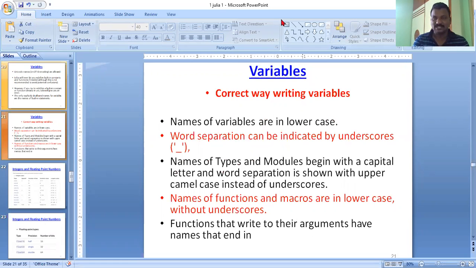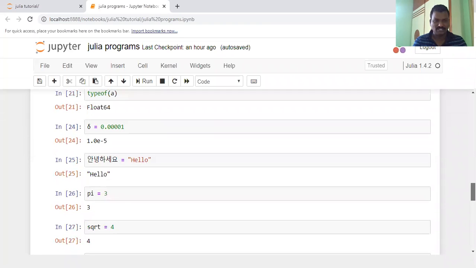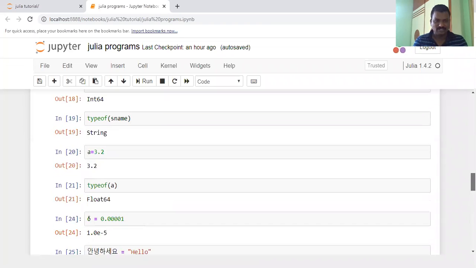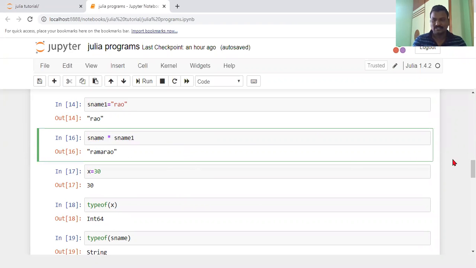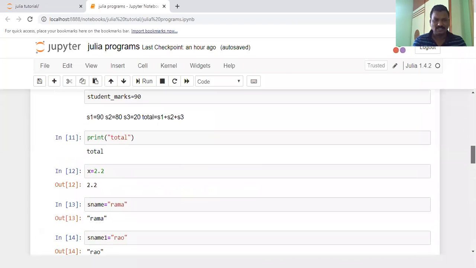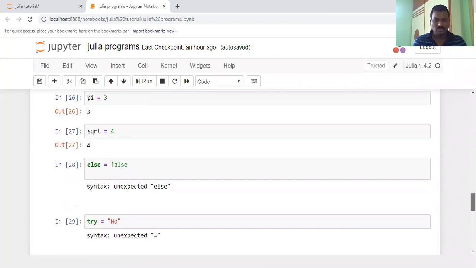For example, let us take a simple example for writing a simple variable here. Already you wrote some variables. For example, x is a lowercase letter, pi is a lowercase letter, and student name is a lowercase letter. Anything here, you will write the names of the variables always in lowercase letters.